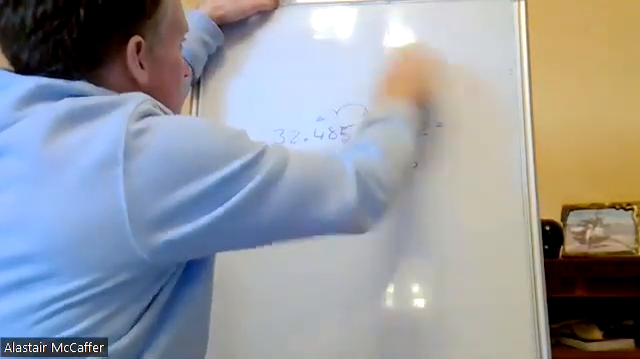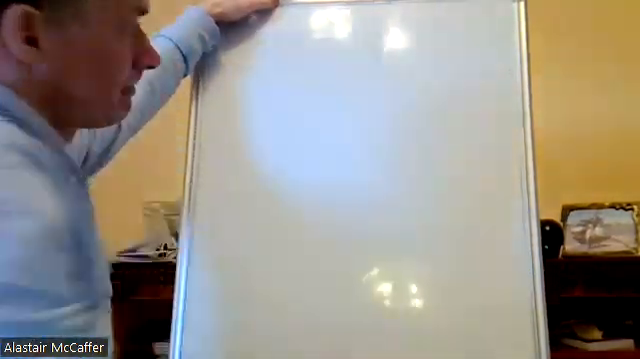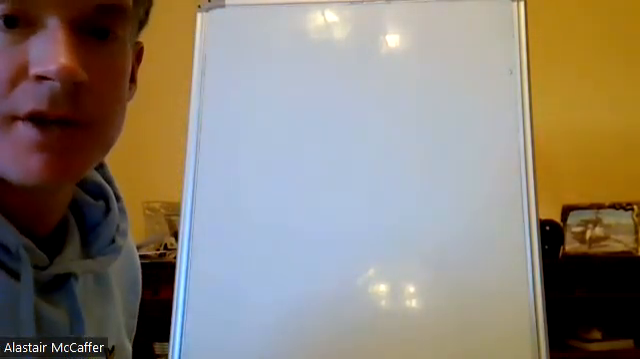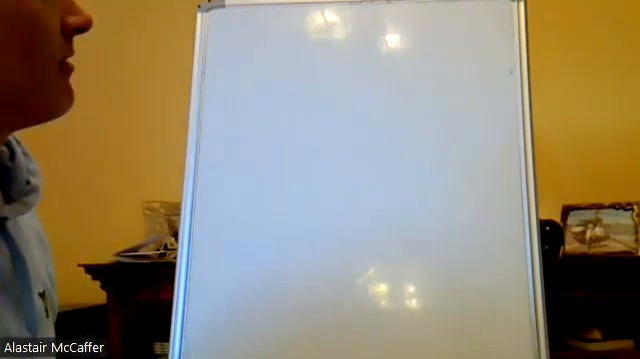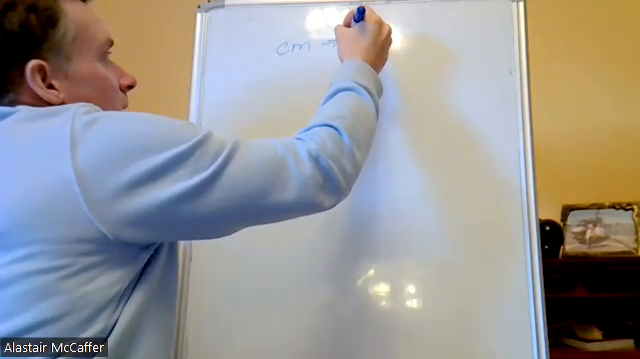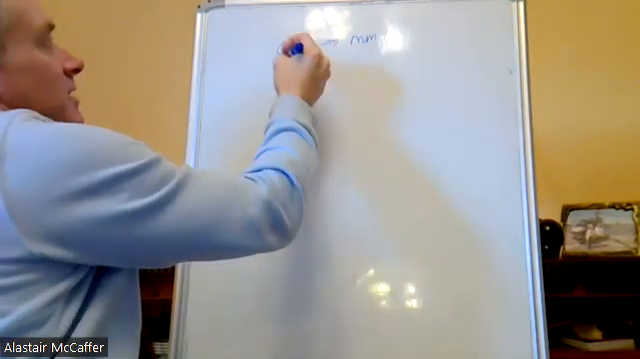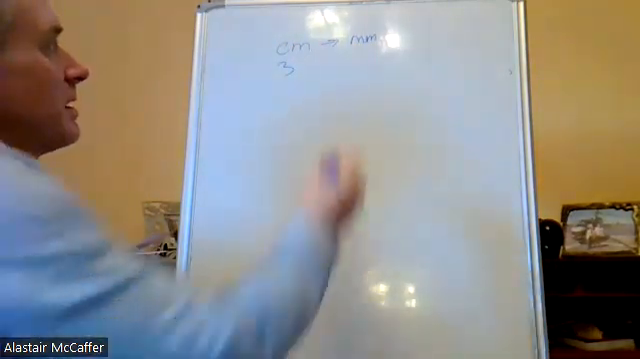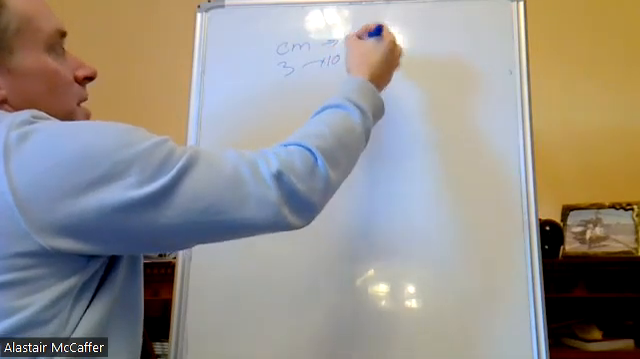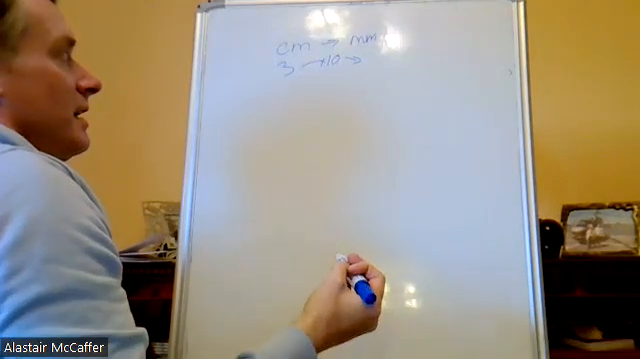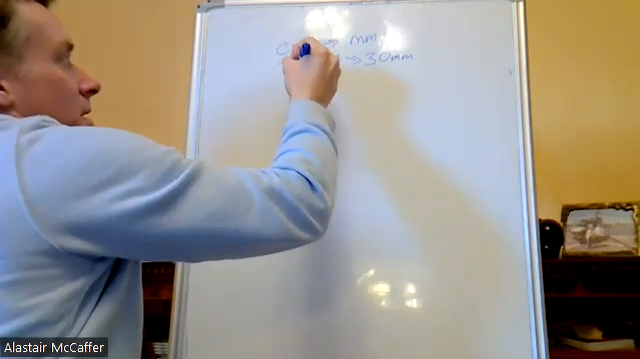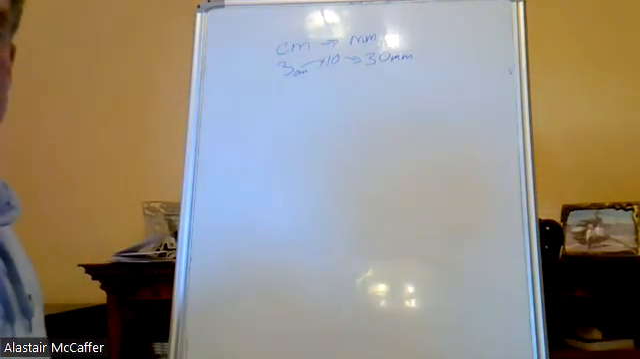Now let's move on to metric units. Basically, what we're after here is centimetres to millimetres. If you had 3 centimetres, to get to millimetres, you would times by 10, because there's 10 millimetres in a centimetre. So therefore, there would be 30 millimetres in 3 centimetres.